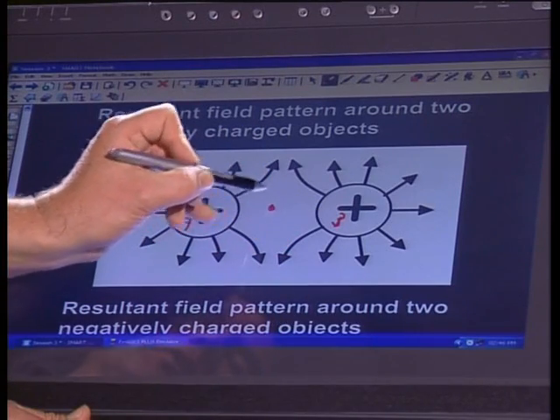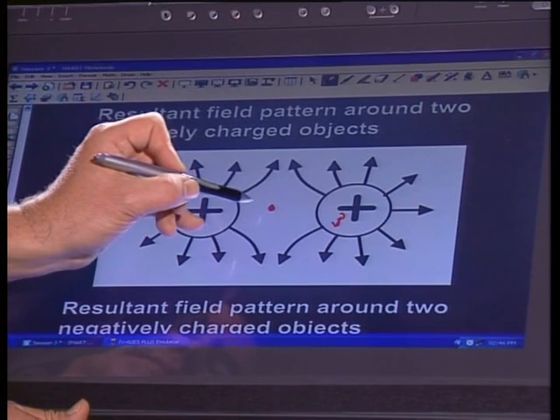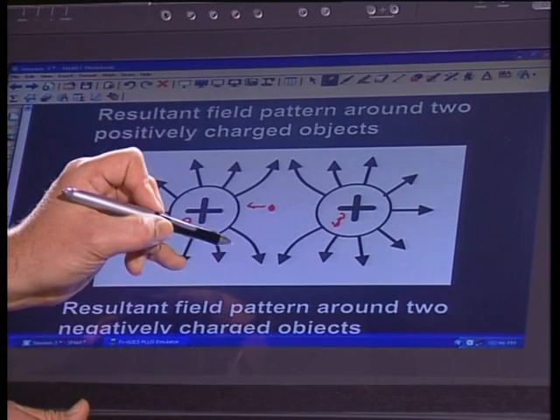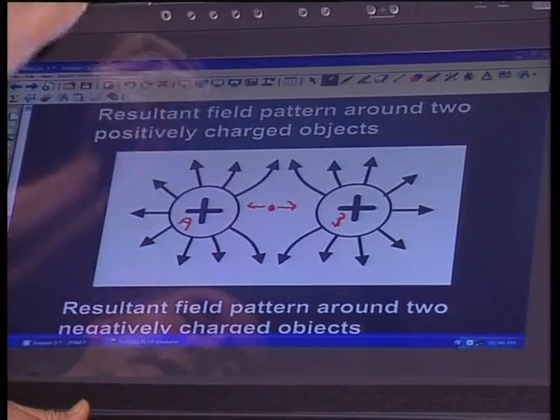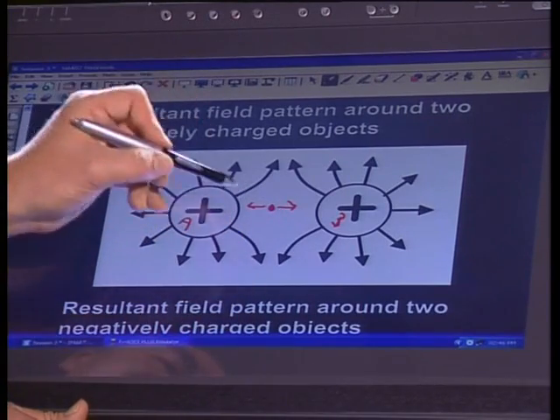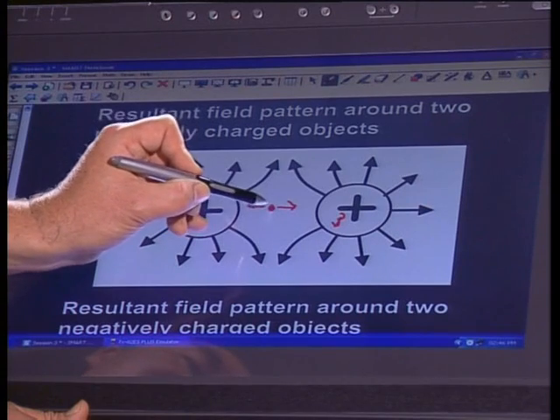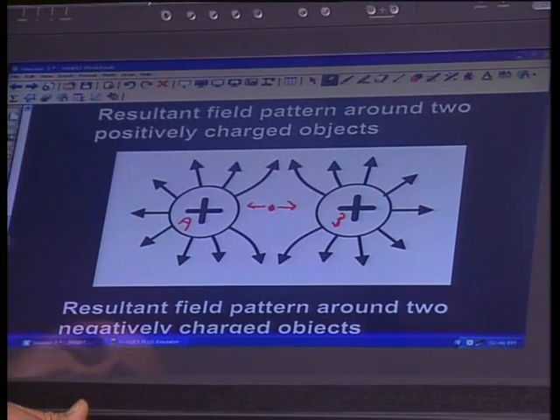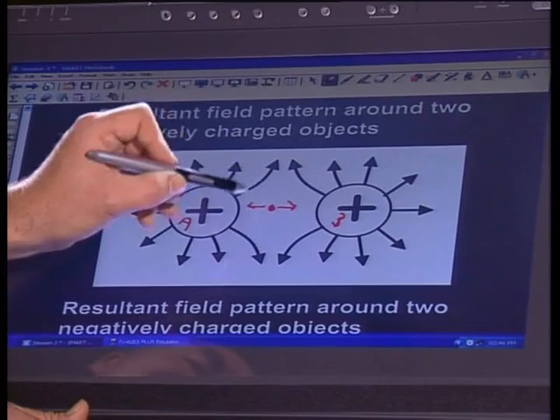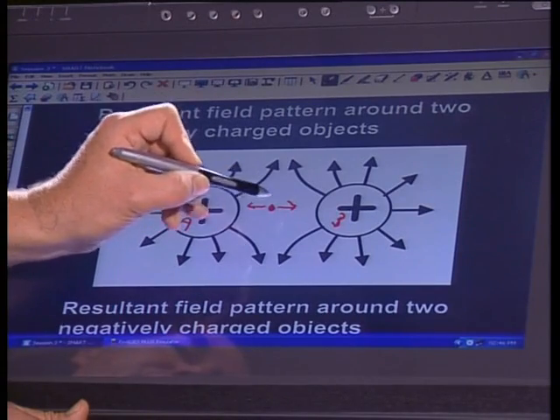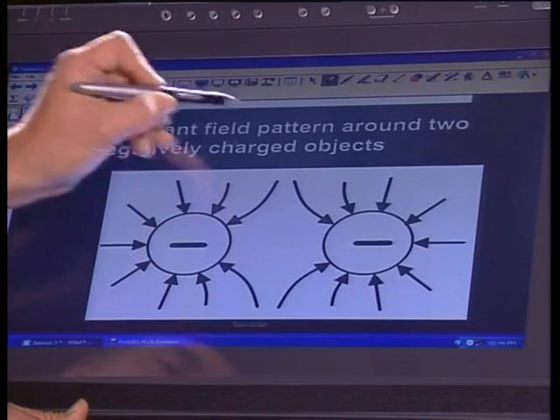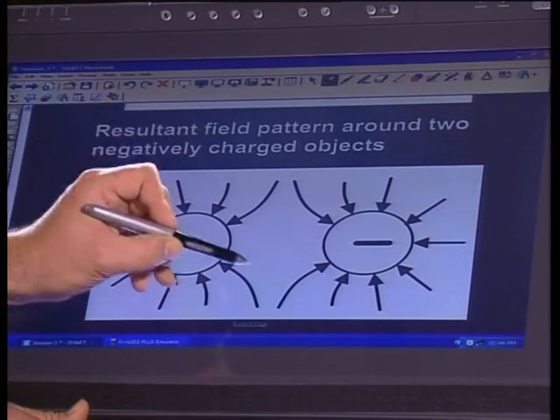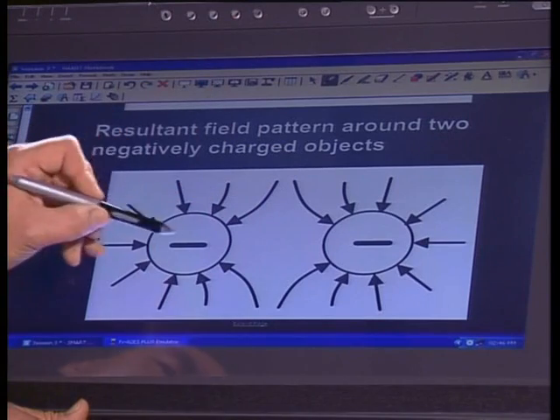And so at this point, there's actually no field, because the magnitude of the force in that direction and the magnitude of the force in that direction, they're equal. So they cancel each other out. And a little test charge placed over there would not experience any field. So we would say the field strength over there, or the force on the test charge, is going to be 0.